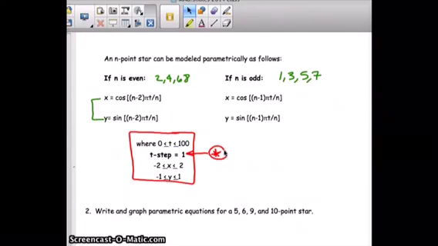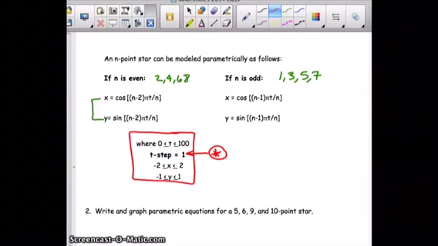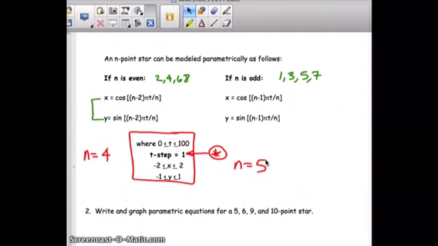So what I'm going to do is put into my equation first, let's see, let's let n equal, let's try n equals 4. And then I'm going to type in these equations for when n equals 5. So you do that, I'll do that, and we'll compare in just a moment.